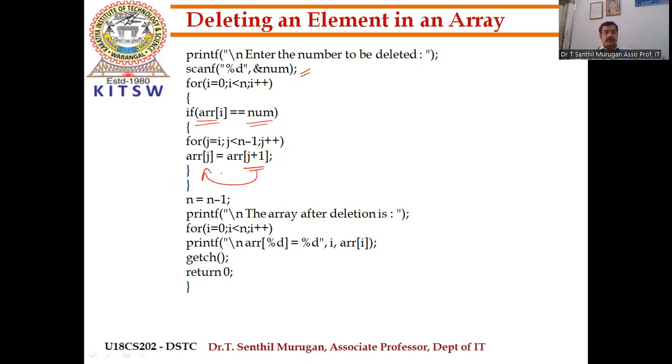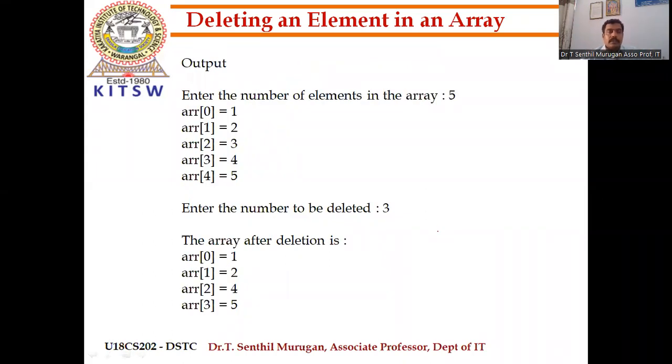After removing, next value will be assigned to the particular position. Okay, so it will be done up to shifting the last element, up to n minus 1. So finally, we have to change the value of n to n minus 1. So now deletion is over. We have to print the remaining array.